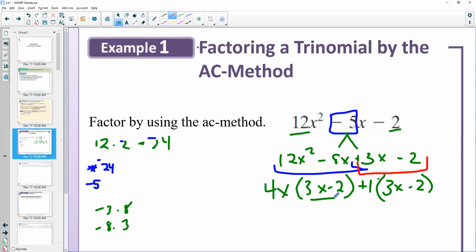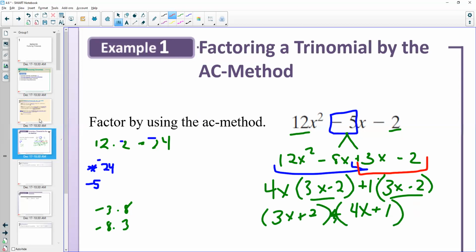So now I have my two groups. I have my binomial. I'm going to bring that to the front. 3x minus 2 times 4x plus 1. Gather up everything else. And it's done.